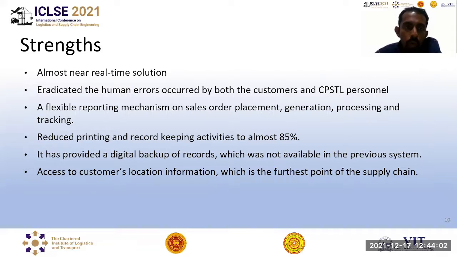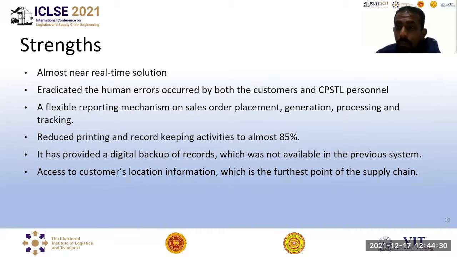So it's a online and real-time solution with which we have almost eradicated all the human errors that have been caused in the past by both the customers and the CPSTL personnel. And the reporting mechanism has been flexible, and the users have been downloading, both the sales personnel, the area officers, and even the dealers, the filling station staff. They have started maintaining their stocks and orders to a certain level.